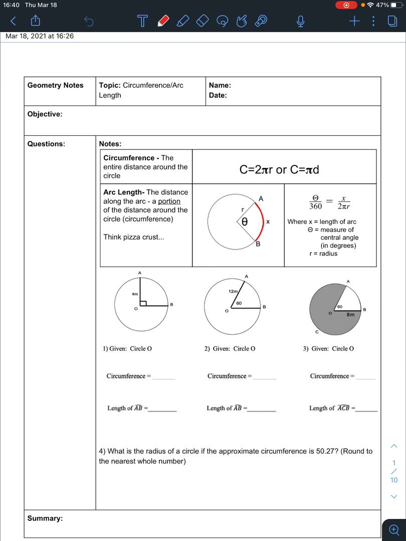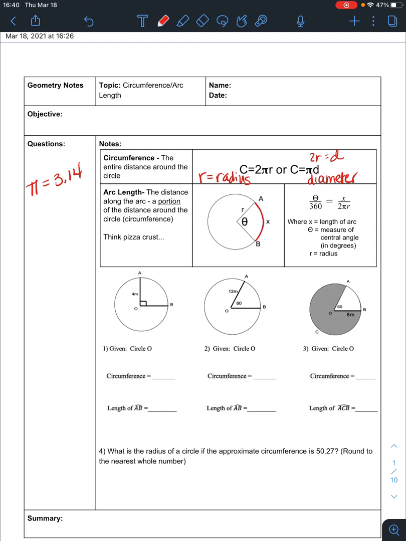So circumference, C, is equal to 2 times pi. Remember that pi is 3.14. We prefer you use the pi key on your calculator to be more accurate, since pi goes on forever and ever. So it's 2 times pi times r, where r is the radius. You can also use pi d. D stands for diameter, which is twice the radius. And so 2r is d. That's why you can just use pi d instead. So it kind of depends on what you have.